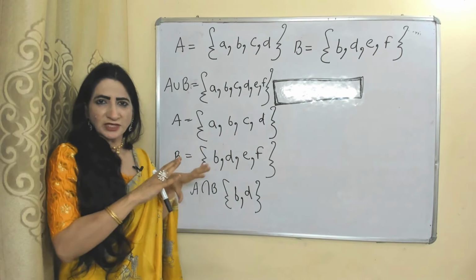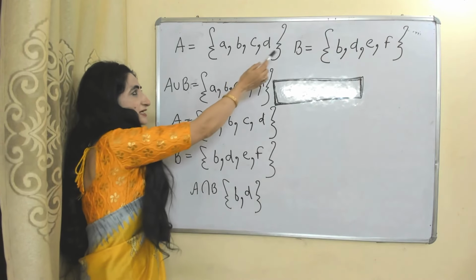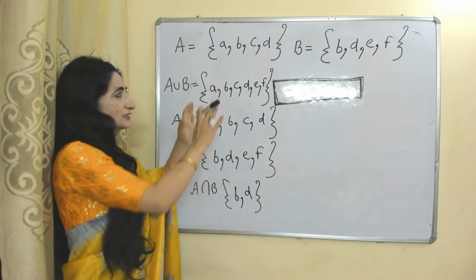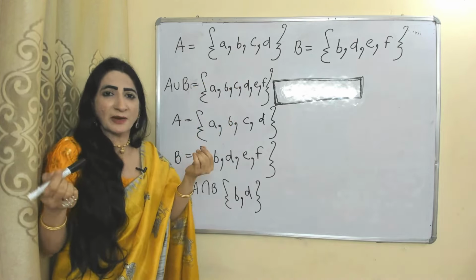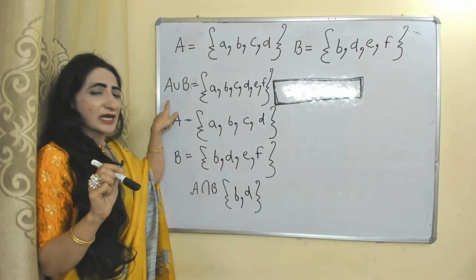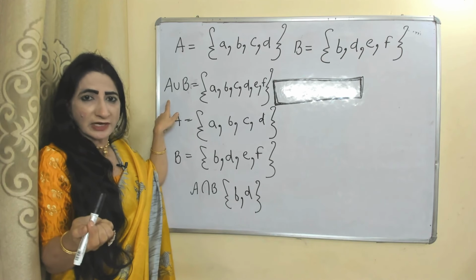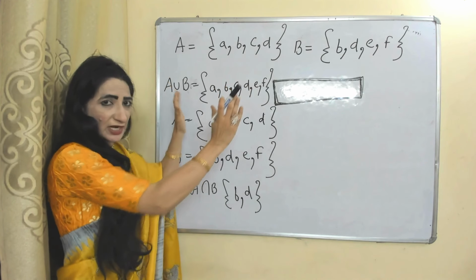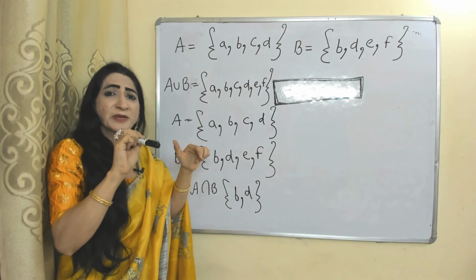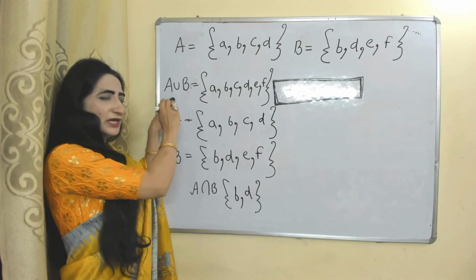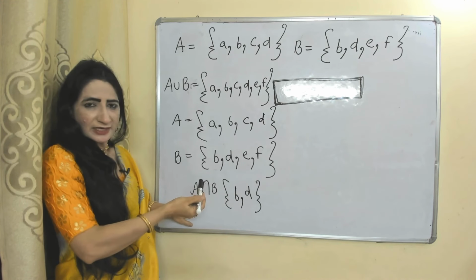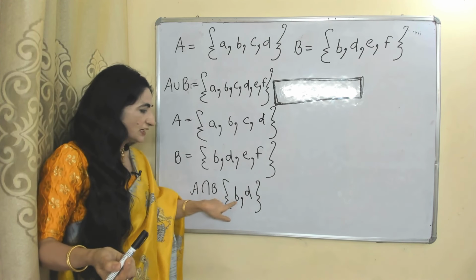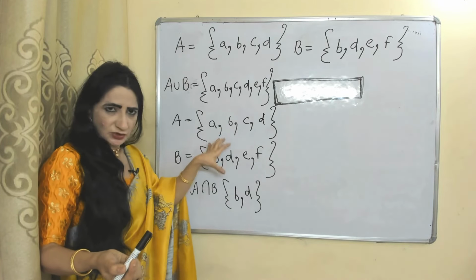Now we'll see union and intersection. A set, B set. When we write the elements of both sets together but without any repetition, it is called A union B. It means we write the elements of both sets together but we do not repeat any element. In case of intersection, we write the common elements. B and D are common between these two sets.